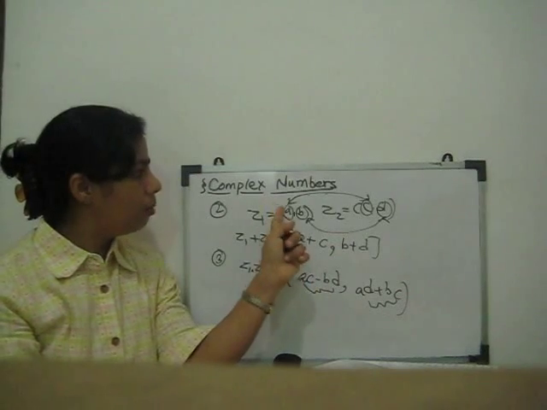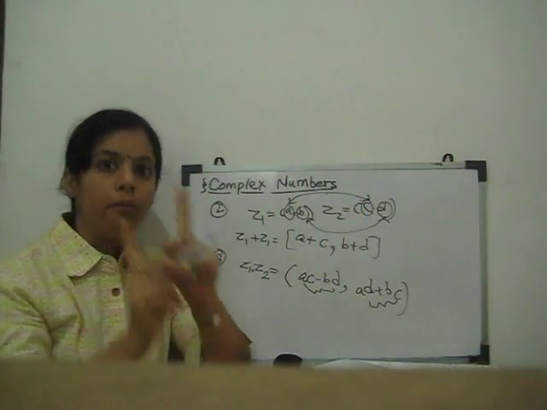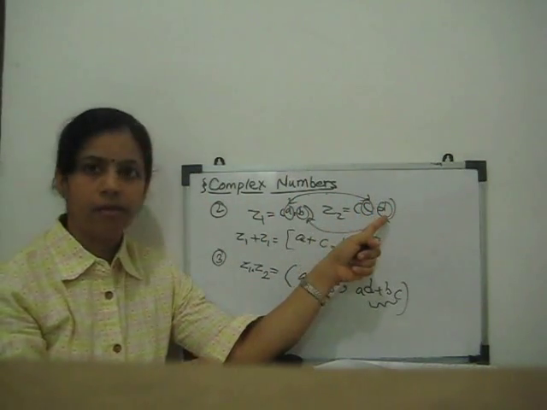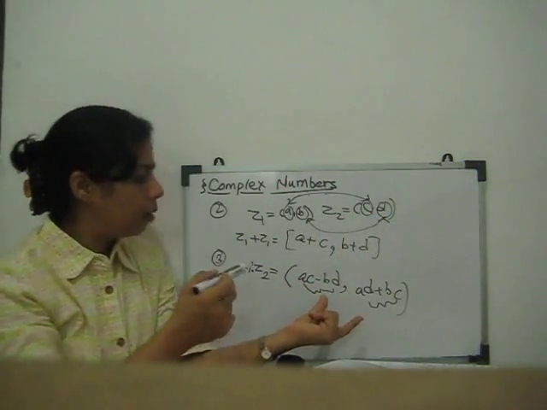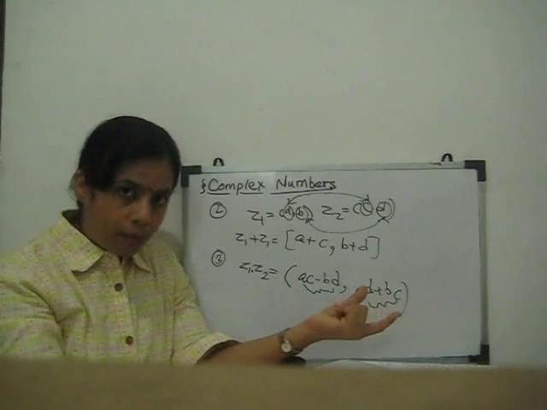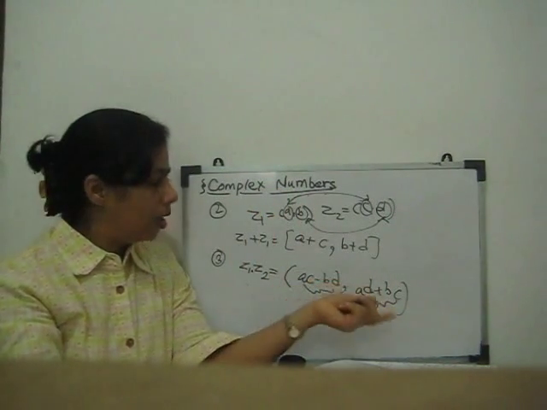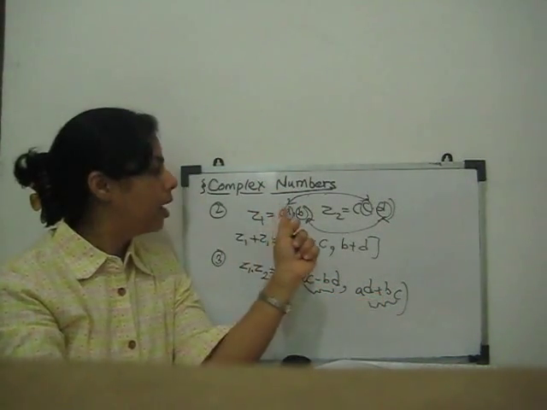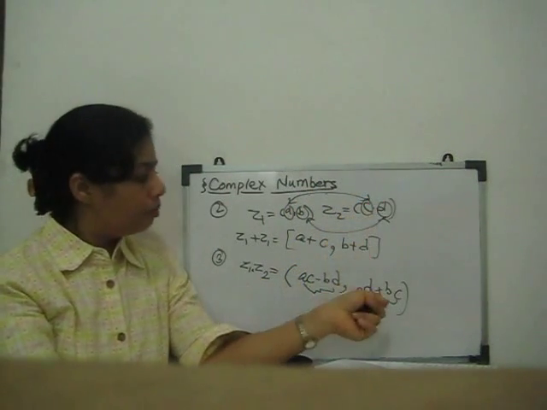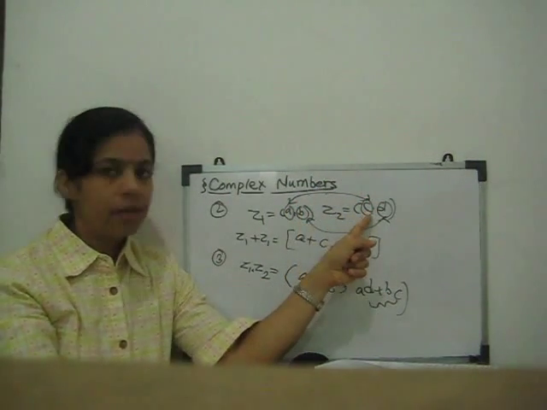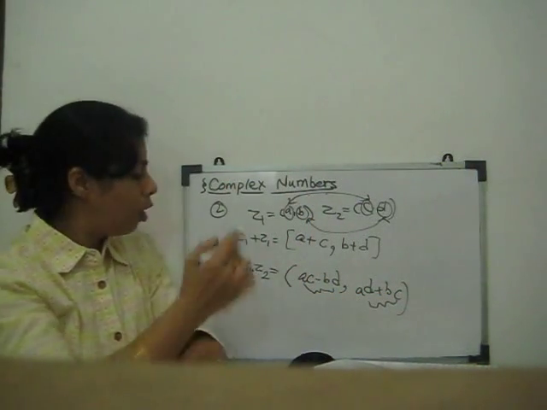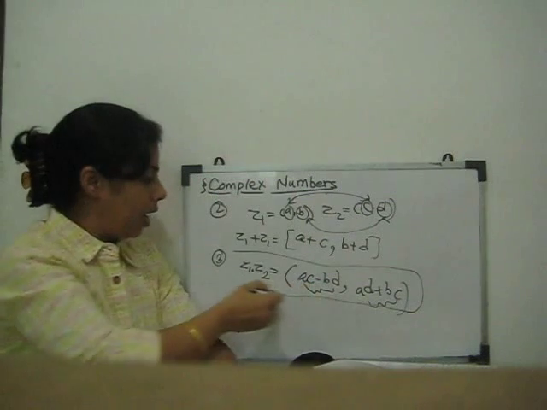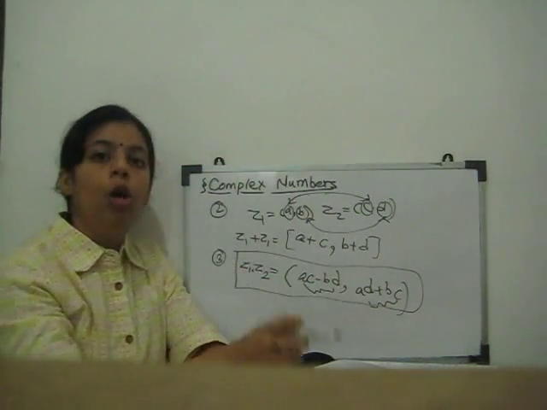So real part is this and this is imaginary. What a multiplied with c minus b multiplied with d is the real part of the multiplication of these numbers, comma means plus iota, then the imaginary part is given by a multiplied with d plus b multiplied with c. So this is the multiplication rule you have to follow. When you multiply any two complex numbers, you have to follow this rule.